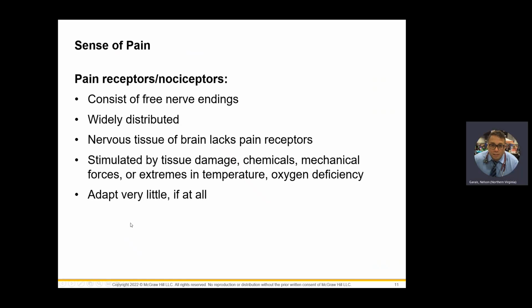Okay. Now, pain receptors have very little adaptation. Therefore, I pinch you. While I'm pinching you, you'll feel the pain. As I stop, you won't feel the pain.